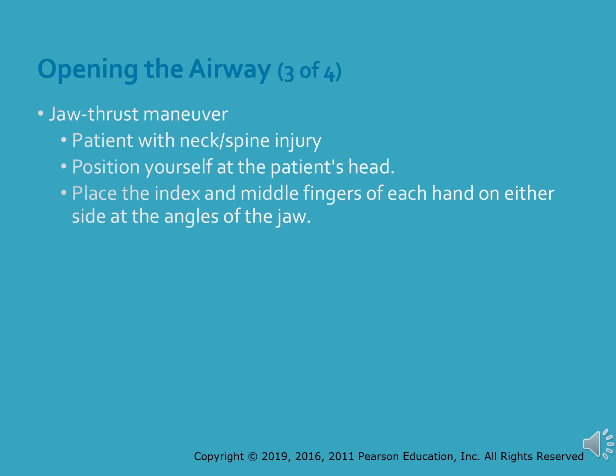The jaw thrust maneuver is the recommended method for opening the airway of patients with possible neck or spine injuries. You want to position yourself at the top of the patient's head. Reach forward and place the index and middle finger of each hand on either side at the angles of the jaw. You may press your thumbs against the cheekbones for leverage. Lift the jaw forward and do not tilt or rotate the patient's head. Either method can be used in conjunction with a pocket face mask when manual ventilations are required.